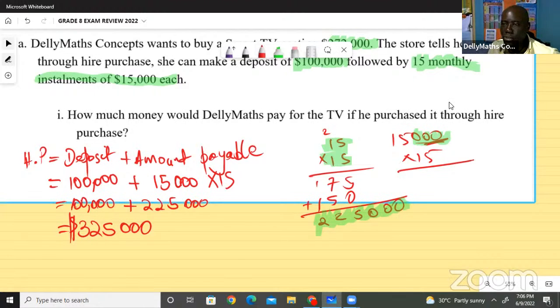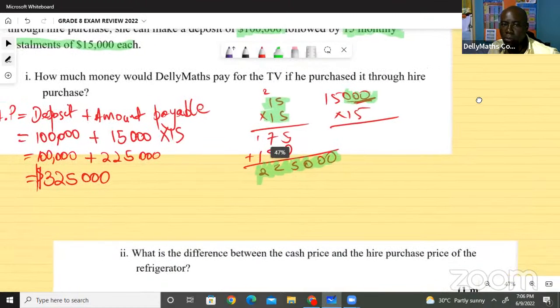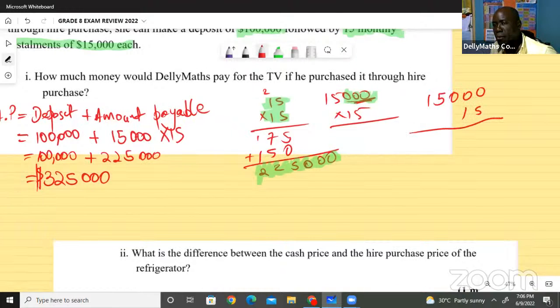Now, let us say that you never liked how to work out the shortcut multiplication. Then you could do your long multiplication like this. You could say 15,000 times 15. Do it the regular way. 0 times 5, 0. 0 times 5, 0. 5 times 0, 0. And then now you say 5 times 5, 25. So we put the 5, carry 2. 5 times 1 is 5, and that 2 is 7, so 75.